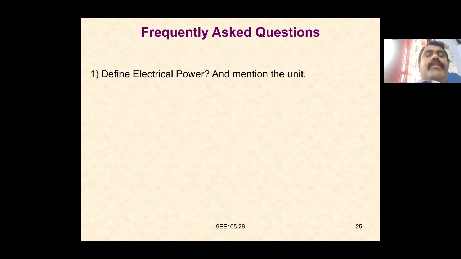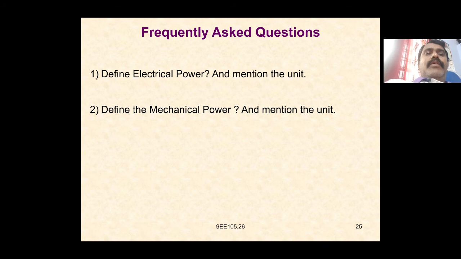So here, define electrical power and mention the units. Define mechanical power and mention the units. Define thermal power. Okay, thank you.